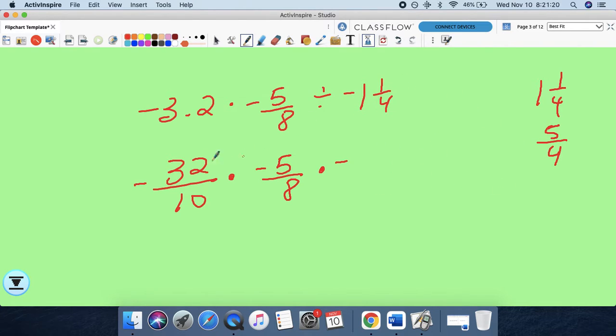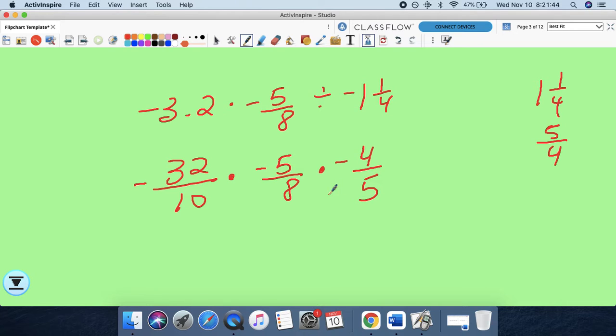So I think personally that I saw some of you guys changing this using decimals. That just seems like a lot of work. So personally, the more straight path, or the more efficient way, I think, is fractions. So divide by negative 1 and 1/4. Negative 1 and 1/4 is 5/4. So we know that, and division means multiply by the reciprocal, which is 4/5.